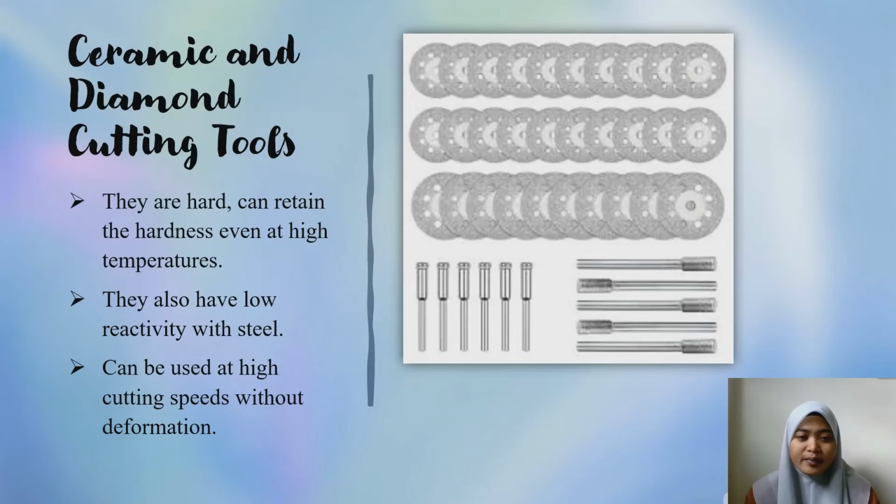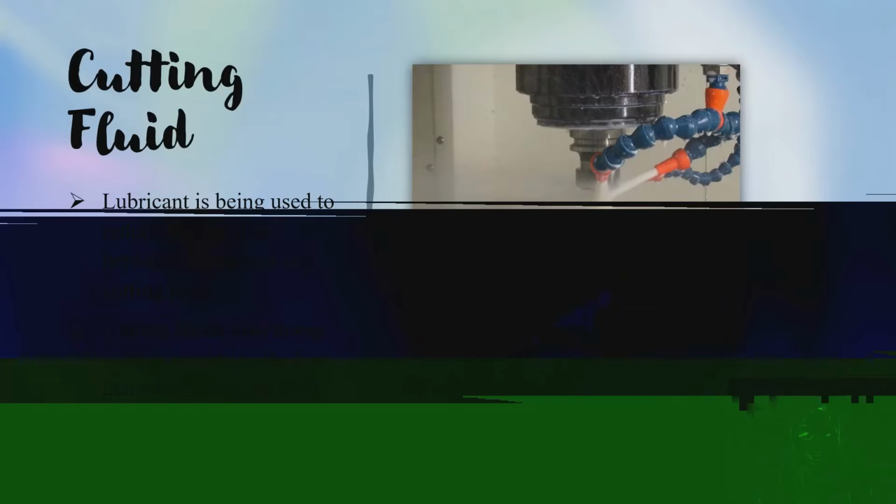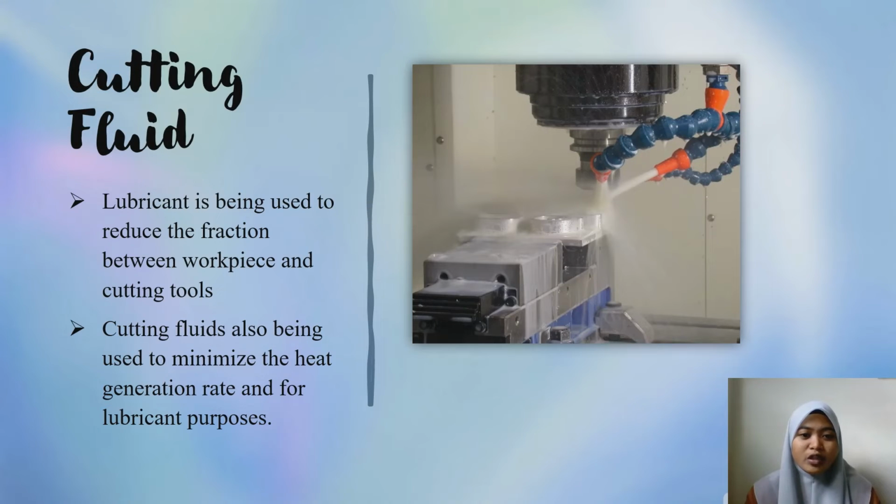Next is ceramic and diamond cutting tools. They are hard and can retain their hardness even at high temperature. They also have low reactivity with steel and can be used at high cutting speed without deformation. A vise is a device consisting of two parallel jaws for holding a workpiece. The jaw can be fixed and permanently bolted to a bench. Cutting fluid is a lubricant used to reduce the friction between the workpiece and cutting tools. Cutting fluids are also used to minimize the heat generation rate and for lubrication purposes.